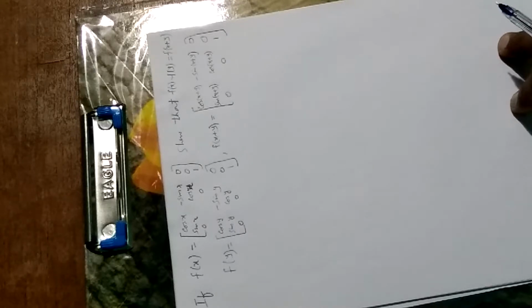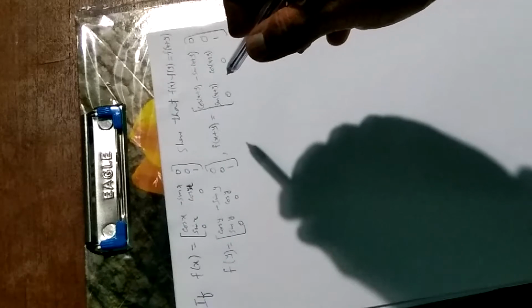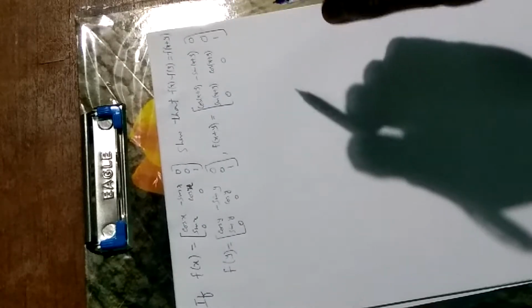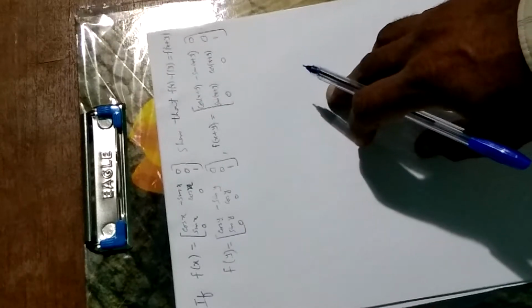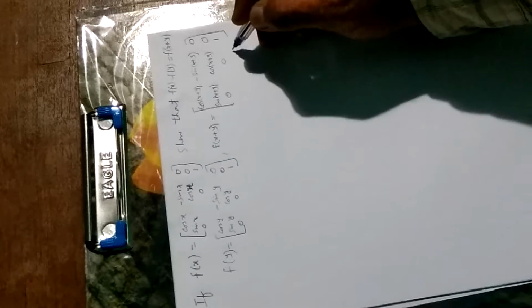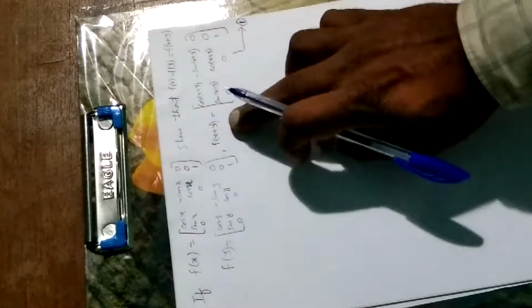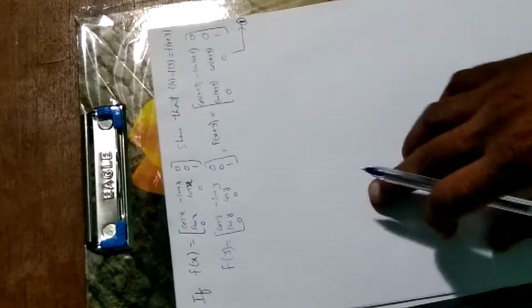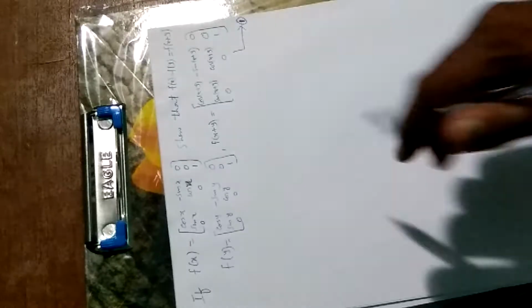Now what we have to do is, suppose this is equation number 1. We got RHS already. This is RHS, f of x plus y. Imagine this as equation number 1. We got this, f of x plus y. Now let's do f of x into f of y.